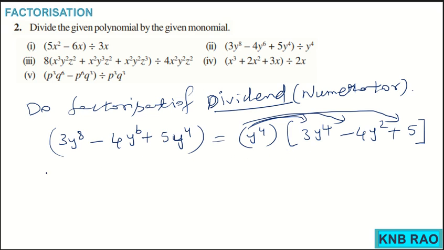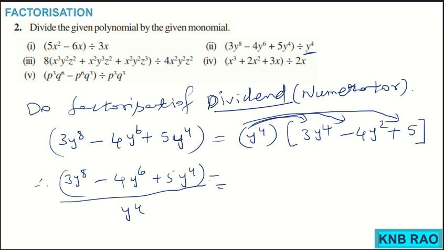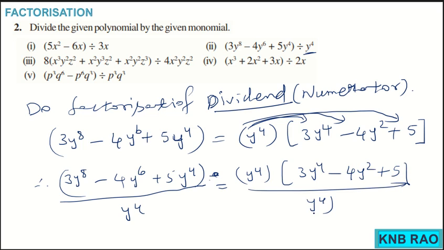So after factorization, we will see whether one of the multiplicands or factors is the same as the divisor. Therefore it gets cancelled. So children, the dividend divided by y power 4 is y power 4 into 3y power 4 minus 4y square plus 5 upon the divisor y power 4. In the second question, this y power 4 gets cancelled. So the answer is 3y power 4 minus 4y square plus 5. So this is how we do it. This is a short method of doing it.